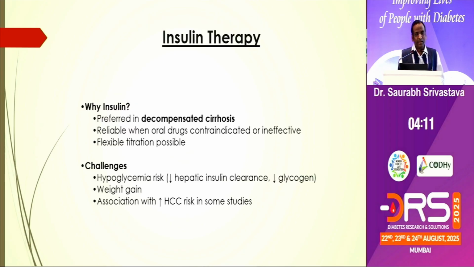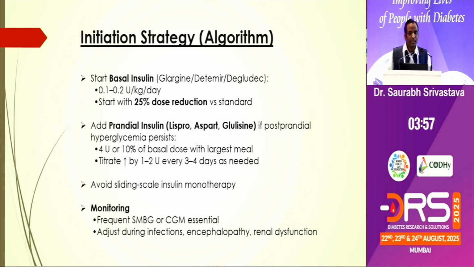Insulin therapy is preferred for decompensated cirrhosis. It is reliable when all drugs are contraindicated. The challenges are that there is a hypoglycemia risk, there is weight gain, and an association with increased hepatocellular carcinoma in some studies. How to start?